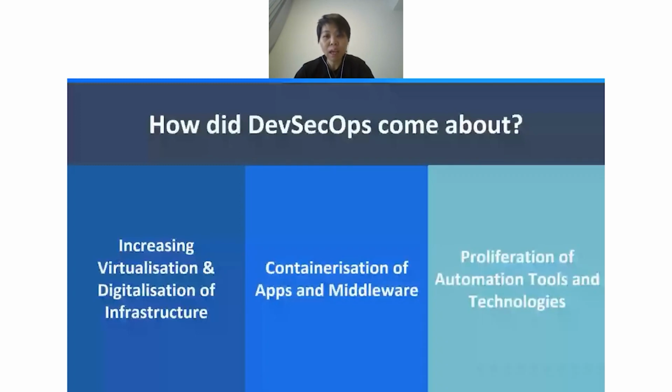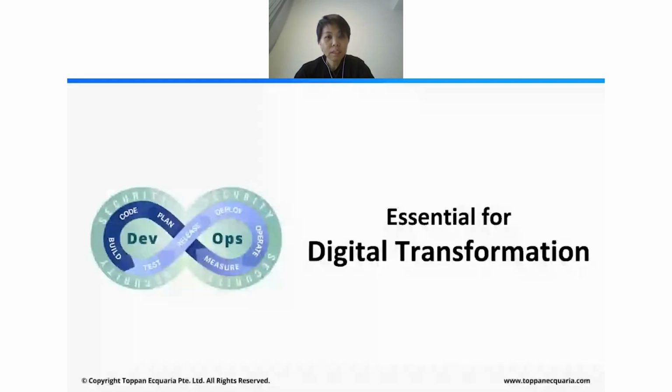And of course, with the help of automation tools and modern technologies, automation at different aspects can now also be built into the CI/CD pipeline as part of the DevSecOps practices. So actually, DevSecOps plays an essential role in the entire digital transformation, where modern development and delivery processes are required to produce great applications that meet changing business needs.